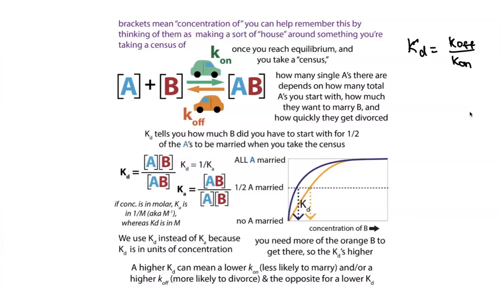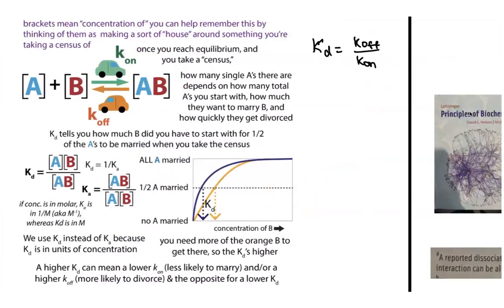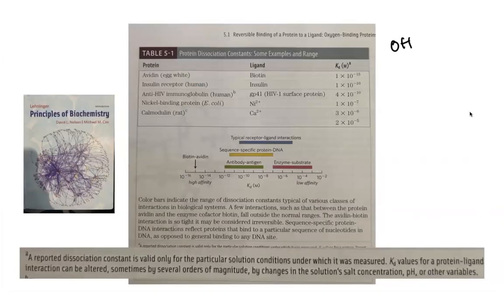So if you have a stronger affinity, a lower KD, you need less of that other partner around. But if you have a weaker affinity, well, now you're going to need more chances to run into them. So you're going to need a higher concentration of B in order for half of it to be bound when you look at equilibrium. Remember that these values often range in the nanomolar to micromolar scale.